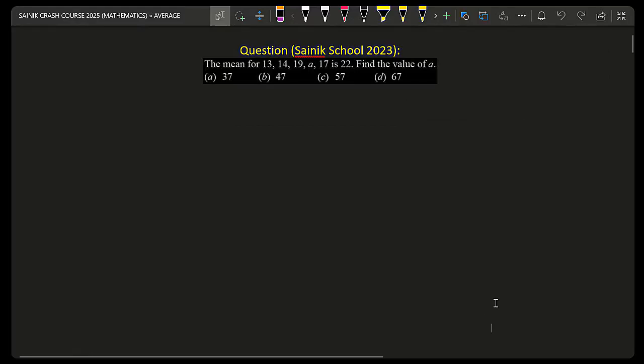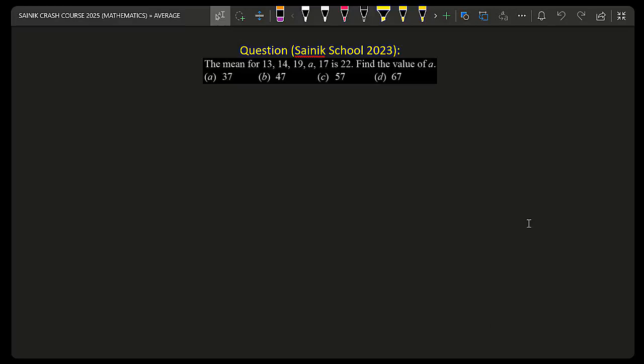So this question came in 2023 exam. The mean of 13, 14, 19, A, 17 is 22. What is the value of A? Who will answer this? Harshvardhan, can you answer this question? Sir, may I answer? Yeah, you can answer. Read the question again. Find the mean for 13, 14, 19, A, 17 is 22. Find the value of A.